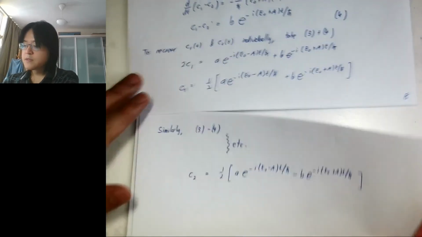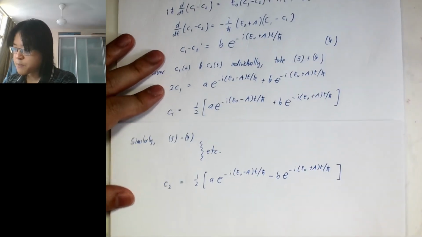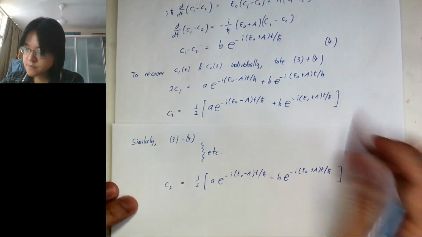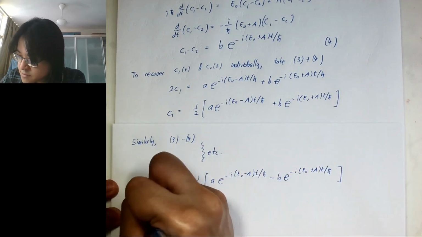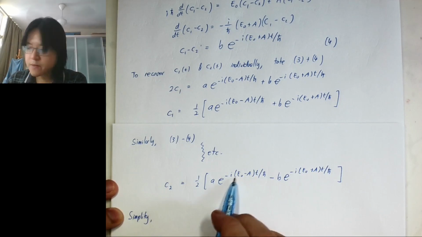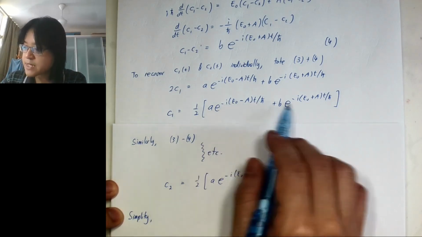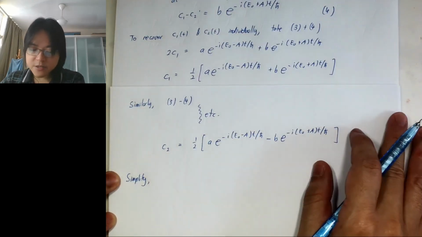Okay, so I can try to simplify a little bit. Let's see if I can simplify. Both of them have the factor. Simplify the solution. So both of them have the same exponential E0, minus iE0t. So they have the same exponential factor, so I can try to pull it out.